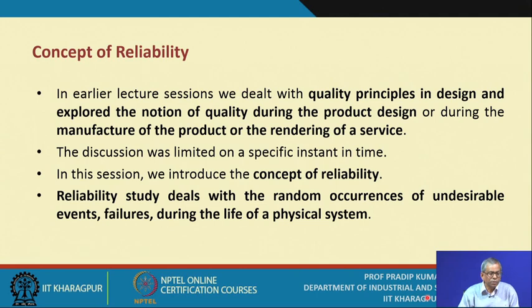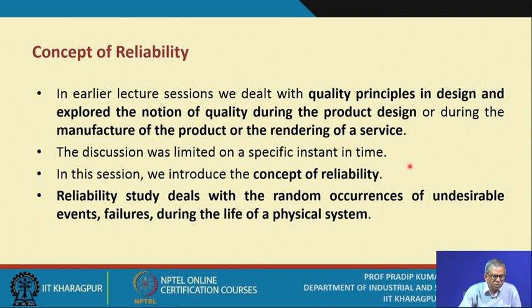Now, what have we done in all earlier lecture sessions? This course is essentially on quality. So in all earlier lecture sessions, we dealt with quality principles in design. There are many kinds of principles, and we explored the notion of quality during the product design or during the manufacture of the product or rendering of a service. So this was our coverage. We have been discussing different kinds of tools and techniques for quality control and quality improvement. Some of these tools are to be used during the design phase of the product, and many such tools and techniques you are required to use during the manufacturing phase.